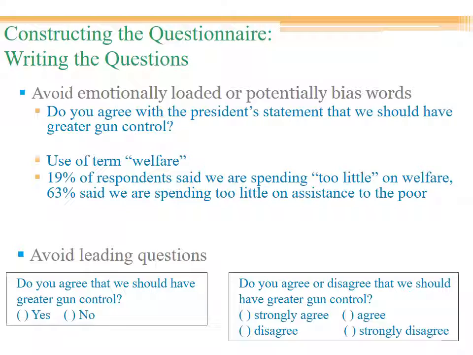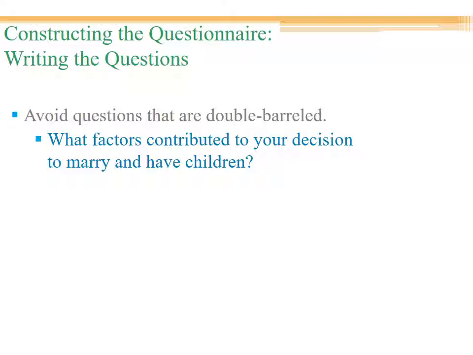You also want to avoid leading questions to avoid bias. So rather than starting a question with do you agree, you should start with do you agree or disagree. You'll want to avoid questions that are double-barreled, meaning you're asking 2 or more issues at once. For example, this question, what factors contributed to your decision to marry and have children? This question asks both about why someone married and why they decided to have children. It would be better to ask these questions separately.